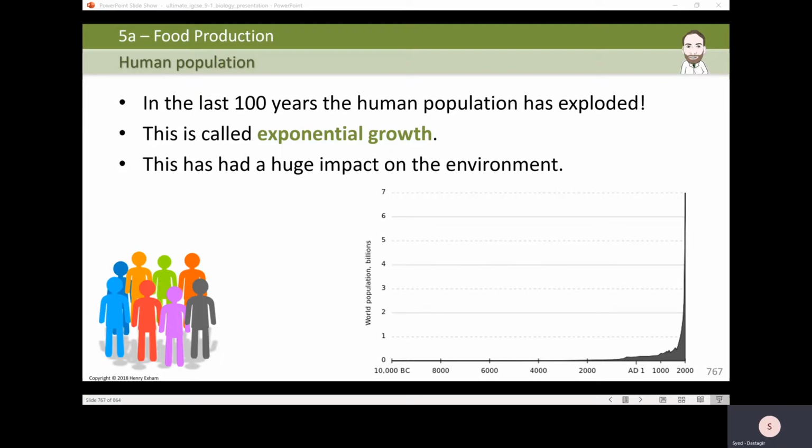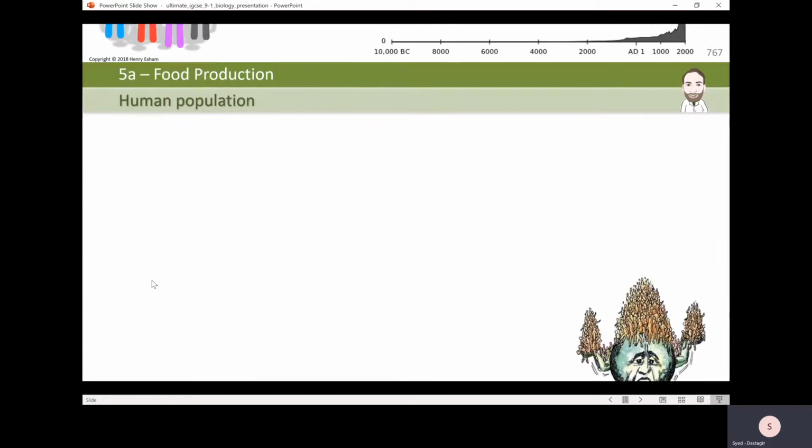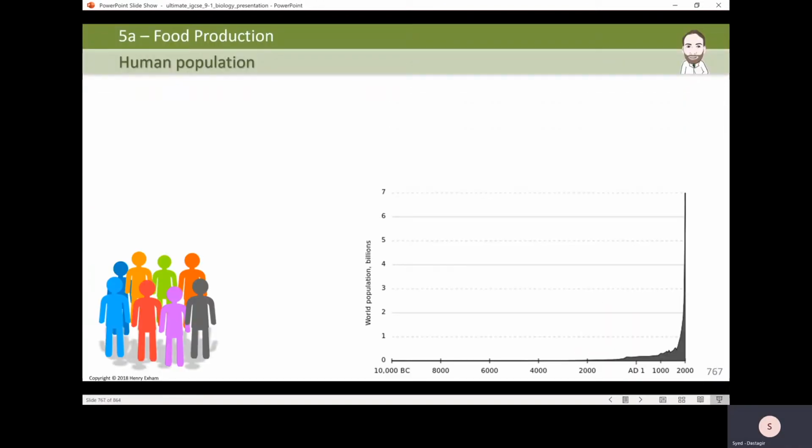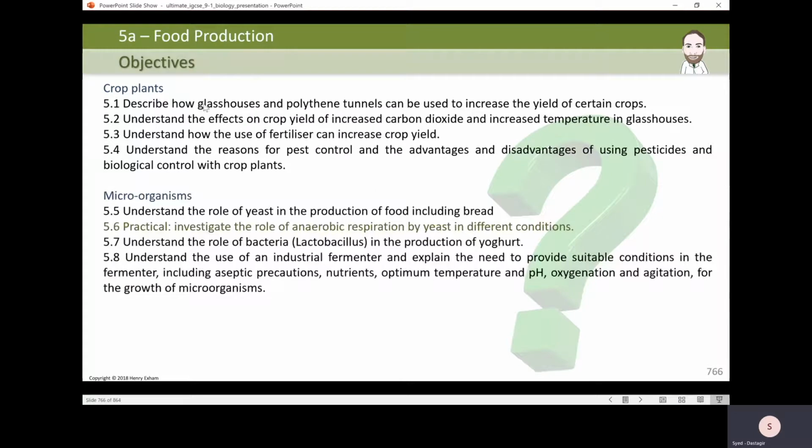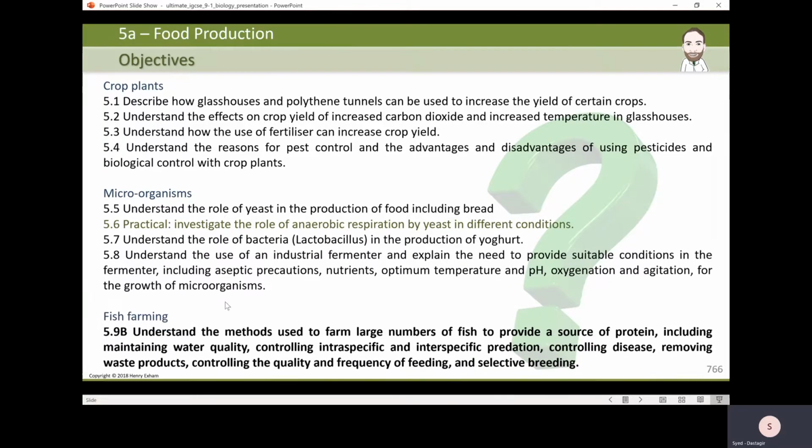Right, guys, some technical difficulties, so I wasn't sharing the PowerPoint, so we'll just go back to show you. Right, so the objectives, again, 5.1 to 5.4, about glass houses, the effects on crop yield of all these different factors in the glass house, fertilizers, how we can use them to increase the crop yield, and understand the reasons for pest control and the advantages and disadvantages of using pesticides and biological controls. We'll come on to microorganisms and fish farming later.